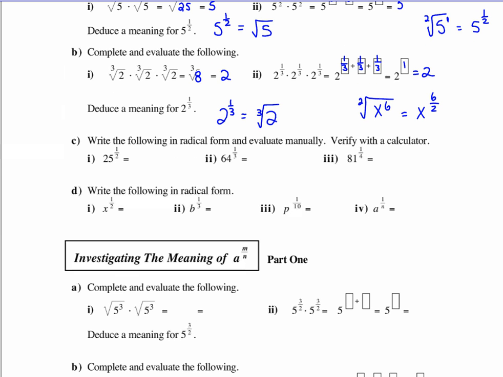Write the following in radical form and evaluate. Okay? So 25 to the 1/2. We already said that when you have an exponent of 1/2, that's the same thing as, anyone? Square root of x, right? Those are the same thing. An exponent of 1/2 is the same thing as a square root. So 25 to the 1/2 is the same thing as root 25. Okay? Those are equivalent. A square root and the exponent of 1/2, because the exponent on x is 1 and the index is a 2. 1 divided by 2.